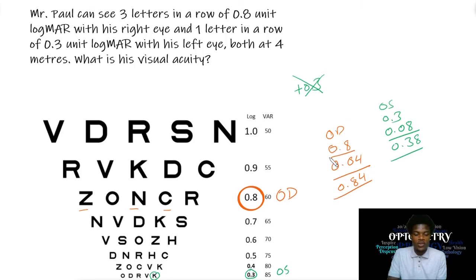What I want you to notice with this example though, his better seeing eye, which is his left eye, the better seeing eye has a LogMAR of 0.38. The thing about this, he is not low vision. Low vision is considered 20/60 or worse in the better seeing eye. This eye is not worse than 20/60. It's better than 20/60. So he's not low vision in this example.